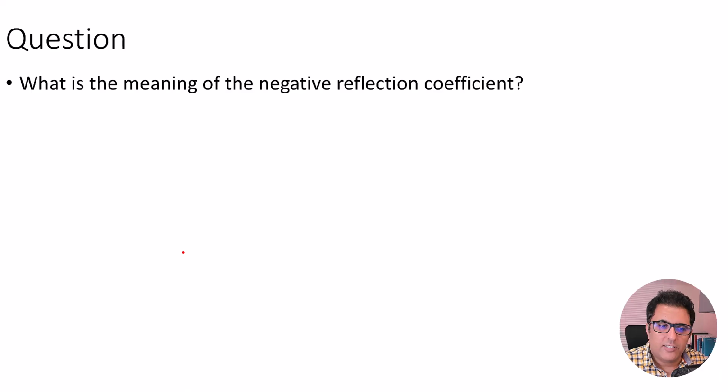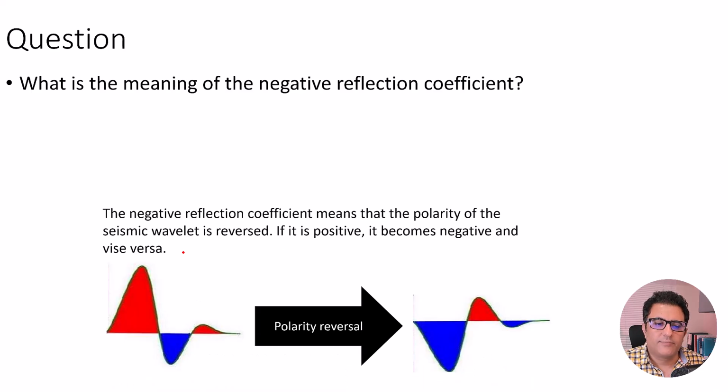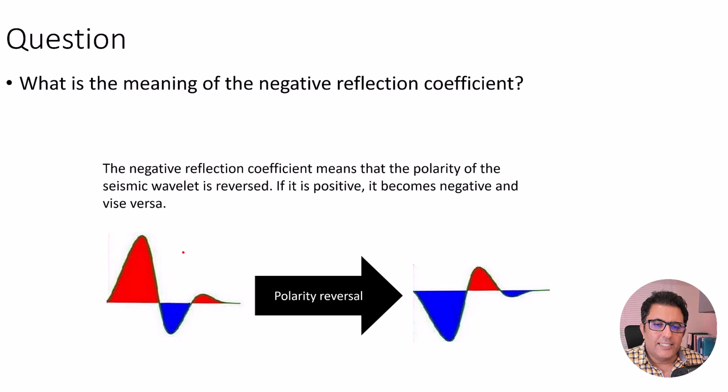Just let me ask you this question. What is the meaning of a negative reflection coefficient? A negative reflection coefficient means that the polarity is reversed. So if the polarity of the incident wave was positive, it becomes negative and vice versa.